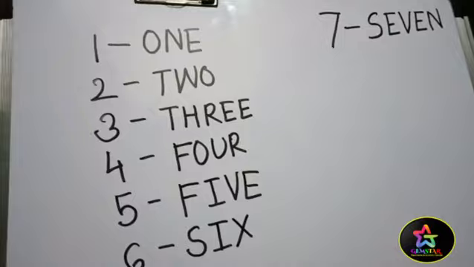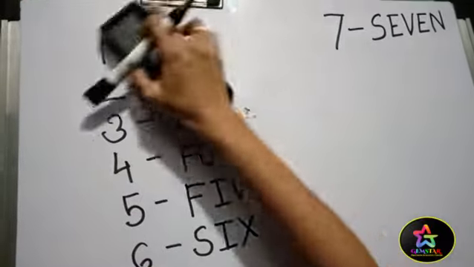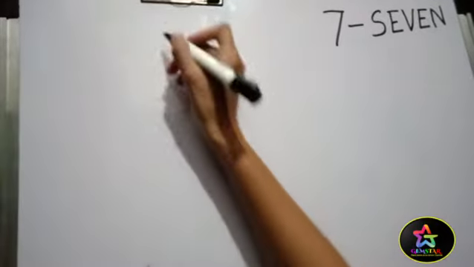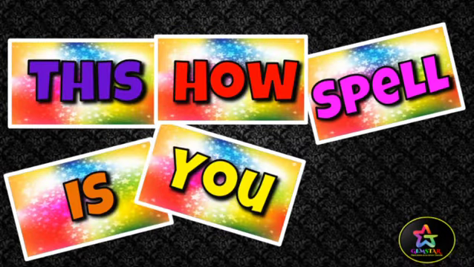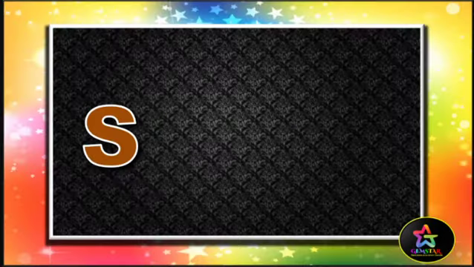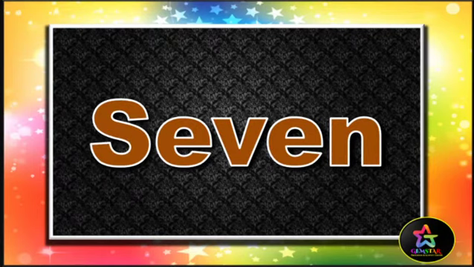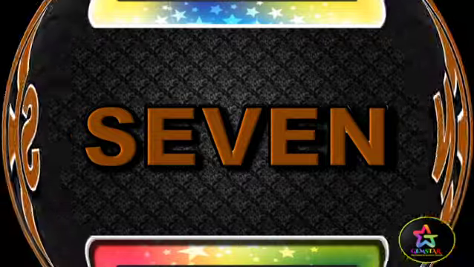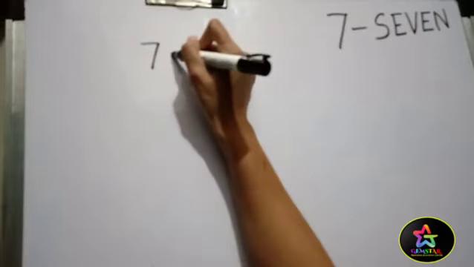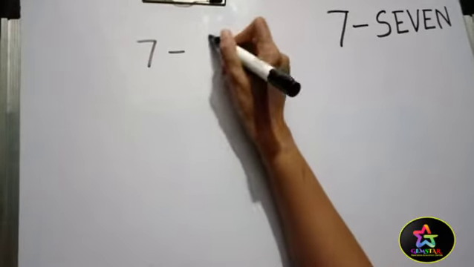Okay, now we are going to learn number 7. Now we will learn number 7. This is how you spell 7. S E V E N, 7. So repeat after me, okay?